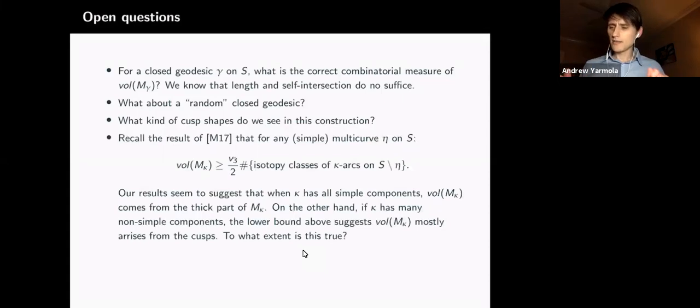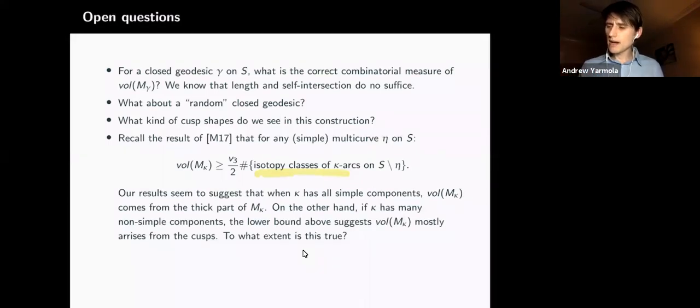And finally, we really don't understand exactly that behavior. Recall this lower bound that Andres had about the isotopy classes when you cut the surface open along some multicurve. For simple closed curves, we have this constant lower bound. What that tells you is that because we know we can make examples where the volume grows, the volume is not coming from these isotopy classes. The volume has to come from inside of the manifold in the thick part, in the interior. So not near infinity, not near the cusps.